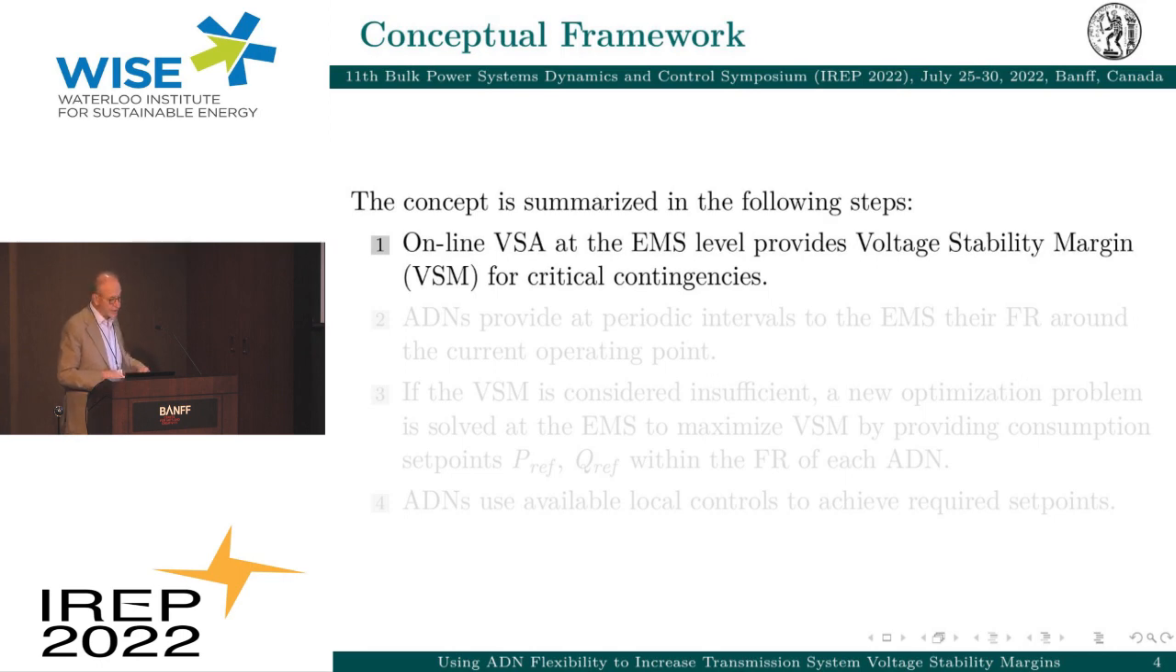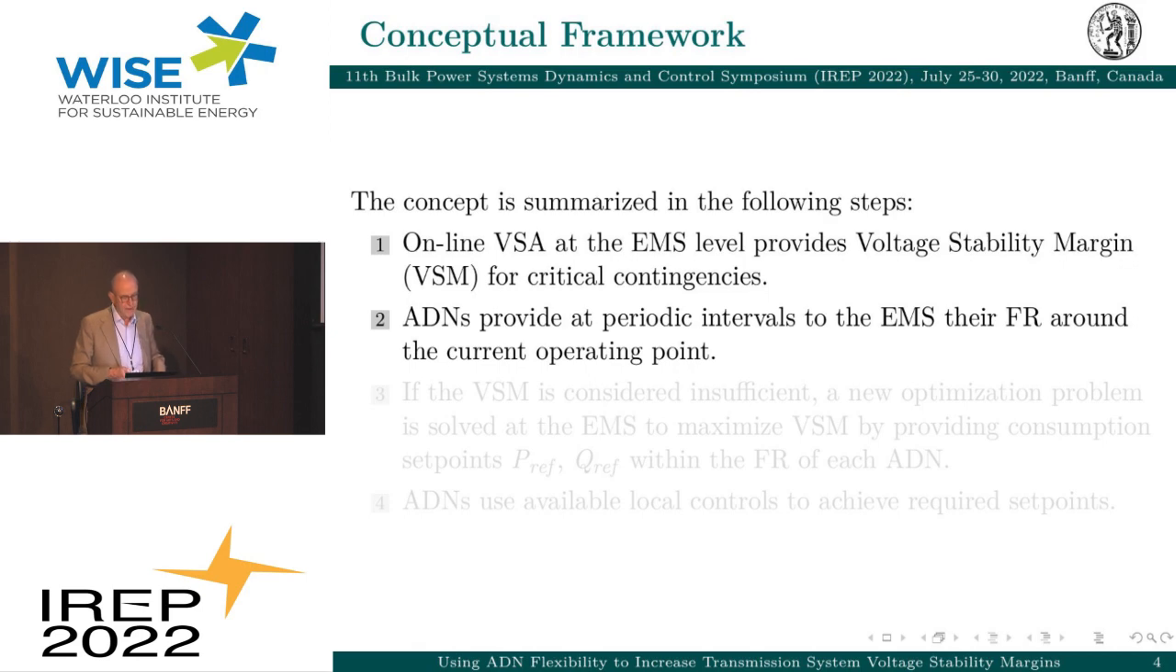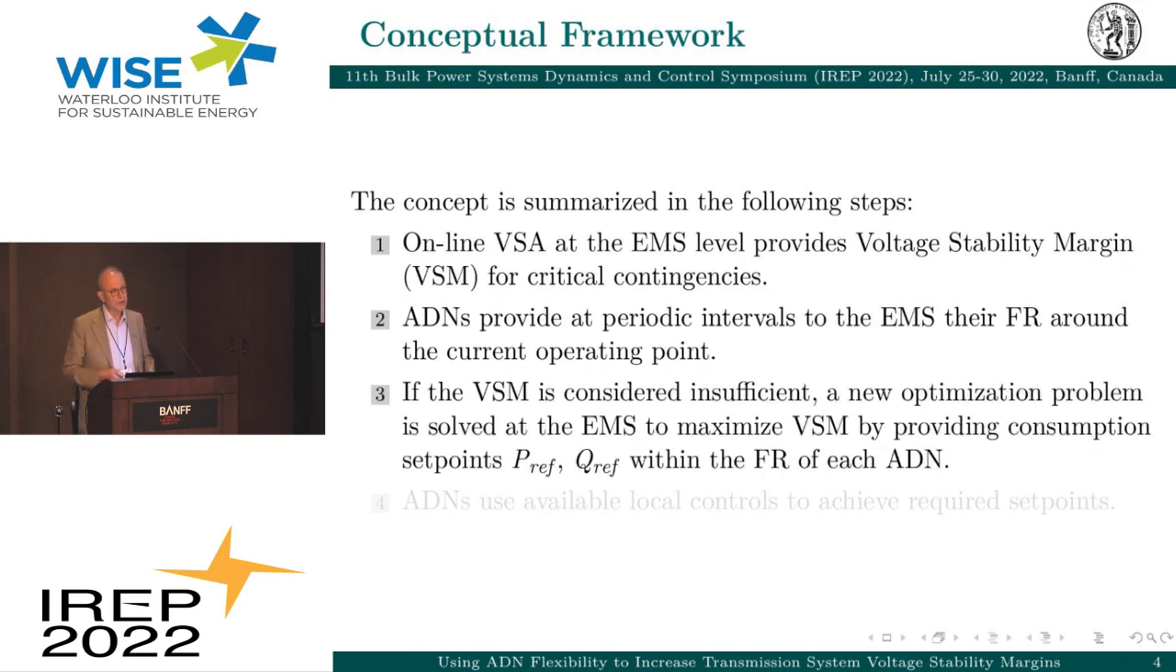So this is a multi-step approach. First, the control center determines the voltage stability margin, assuming consumption at the high voltage substation level. This is done for all possible contingencies, and the critical one is the one with the least margin, but all of them are monitored. Each active distribution network is calculating, using optimization, the flexibility region periodically, for instance, every hour, and this is exported to the control center.